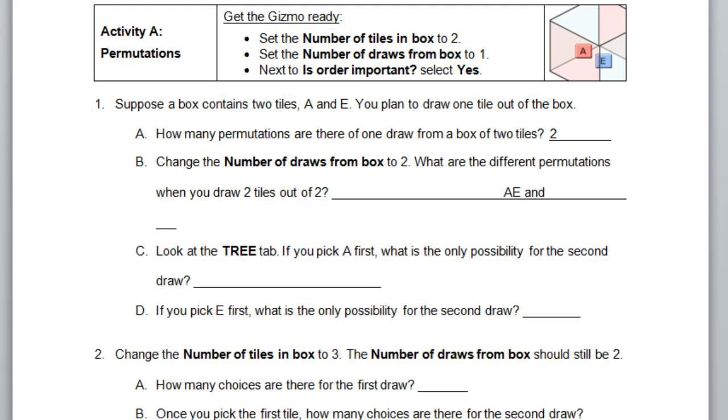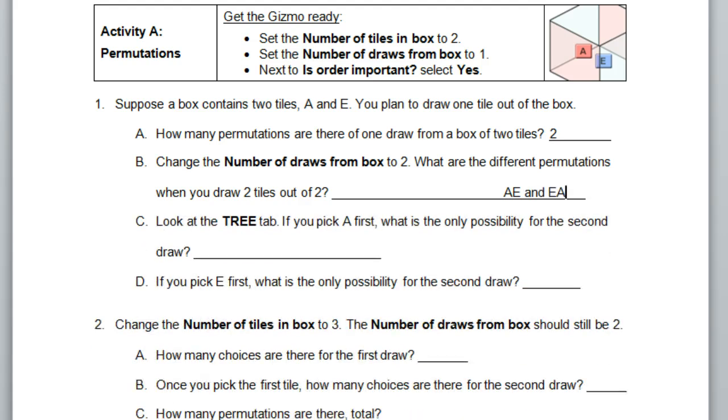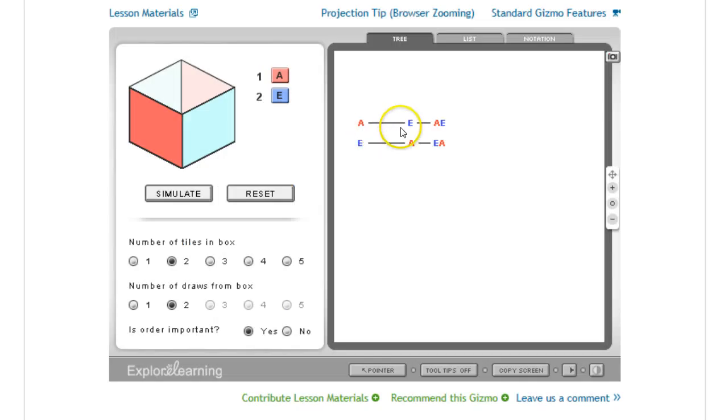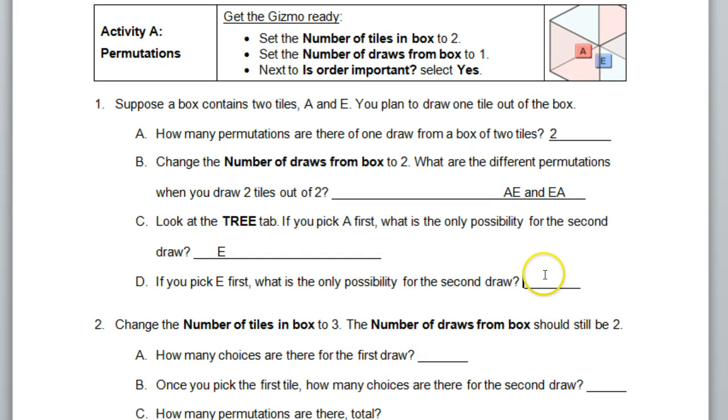AE and EA are our answers, if you'll remember. So we also were asked to look at the tree tab, and if you pick A first, what is the only possibility for your second draw? So if we pick A first, the only possibility is E. And if you pick E first, the only possibility for the second draw would be A.